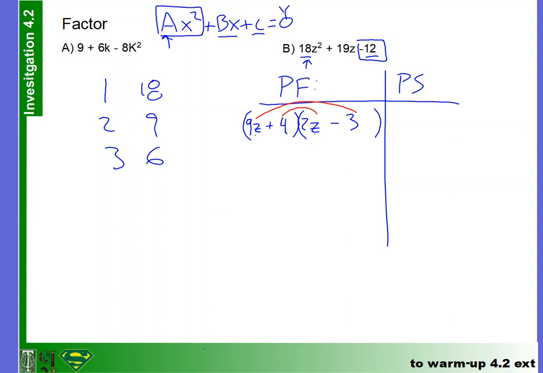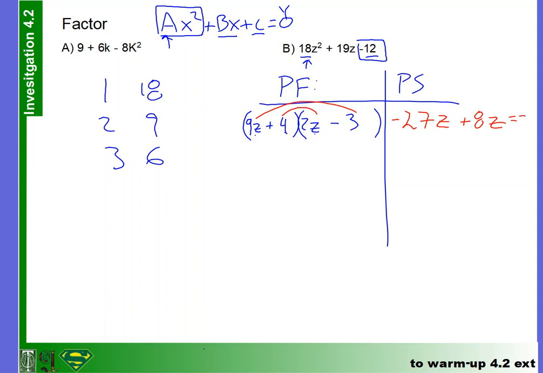So we have our distribution rainbows. 9z times negative 3 is negative 27z. What is 4 times 2z? 8z. And so when I add these two together, what do I get?